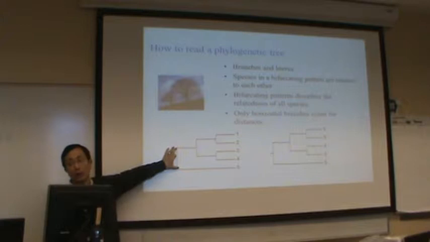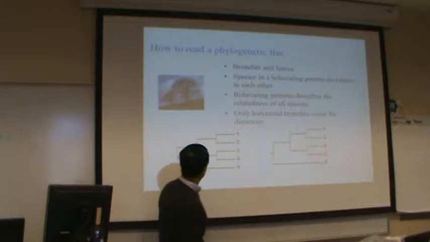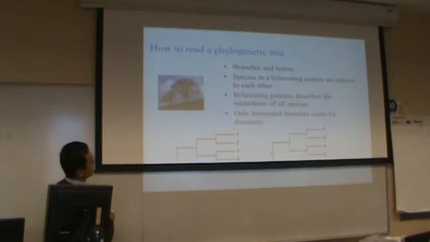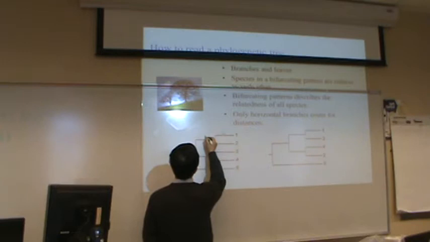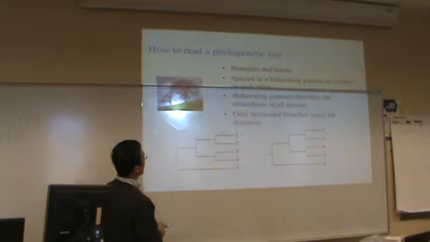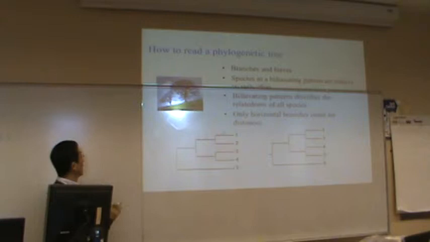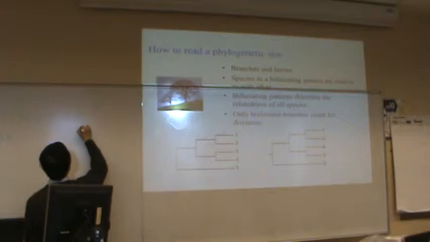If I ask you the distance between 1 and 5, how do you calculate the distance? Let's say there's a unit. This is 1, distance 1, this is another 1, this is another 1. What is the distance between number 1 and number 5? How long is the distance between 1 and 5? I'll give you a choice. Let's just count the number: A is 3, B is 4, C is 5, D is 6.